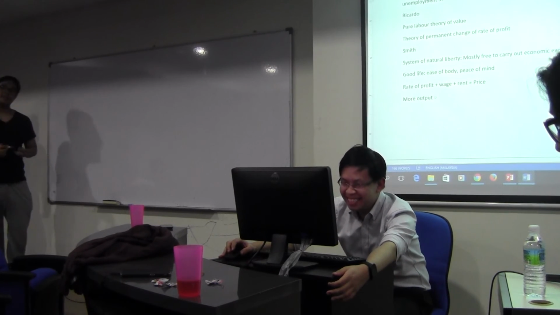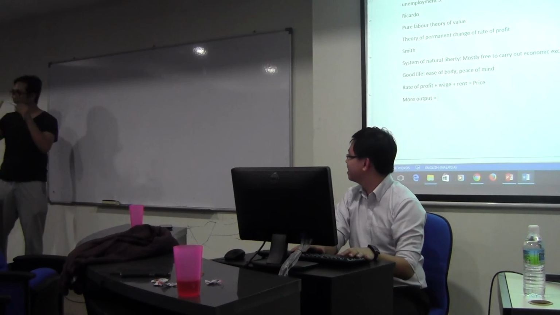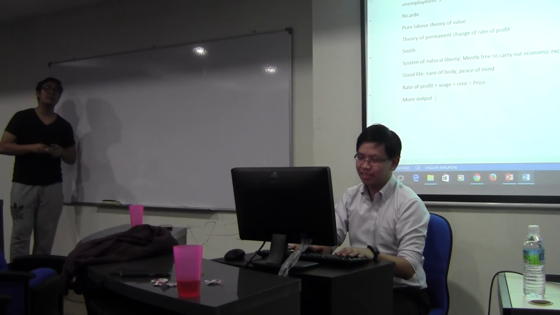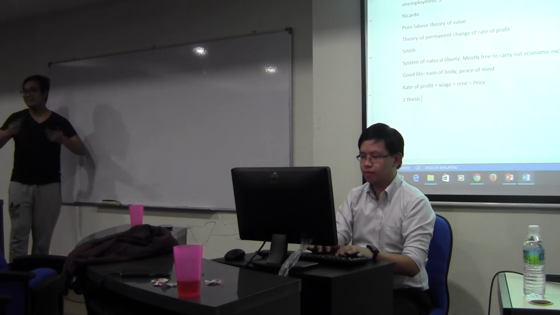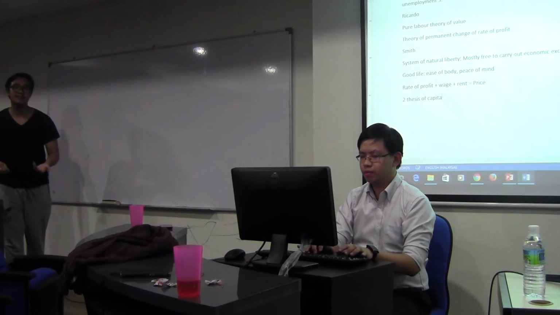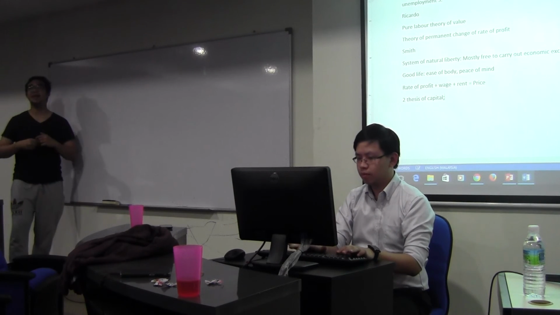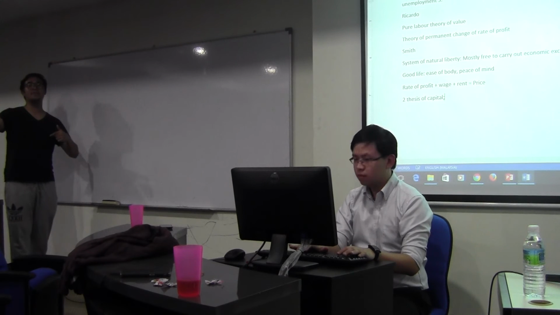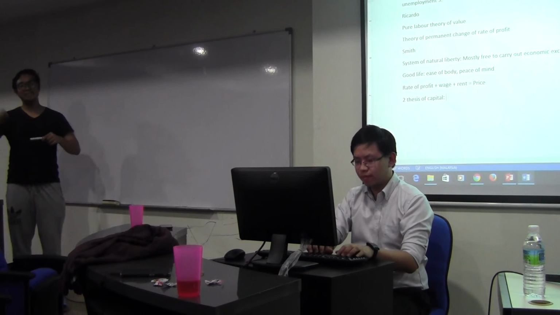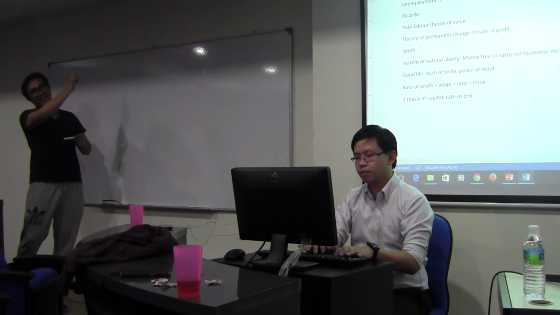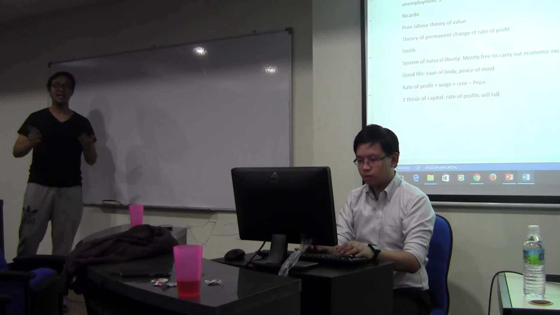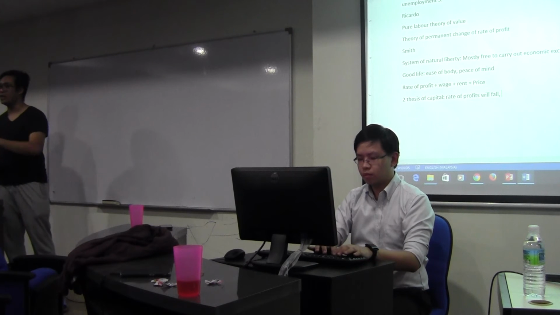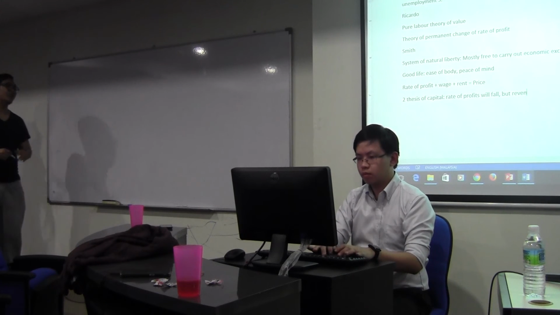The two theses of capital is this. He's actually somehow on the same page as Marx, because he thinks that the rate of profits in the long run is going to fall. But he doesn't think that's going to act as a crisis, because according to him, even if the rate of profits falls, it's not going to approach zero. Obviously the percentage is going to go down, but the percentage still makes up higher revenues and higher profits. Capital will still be able to function.